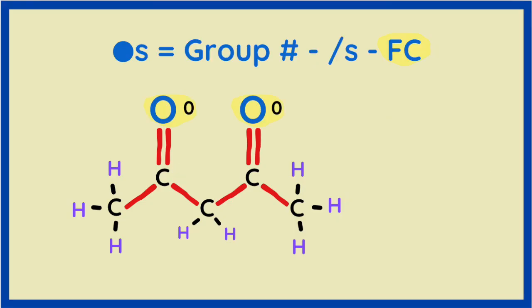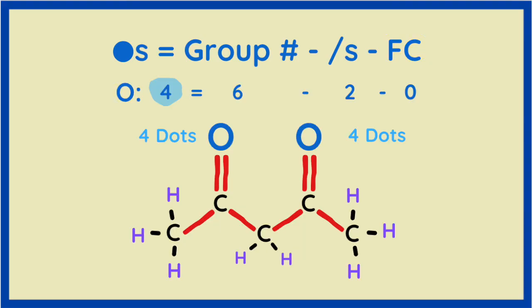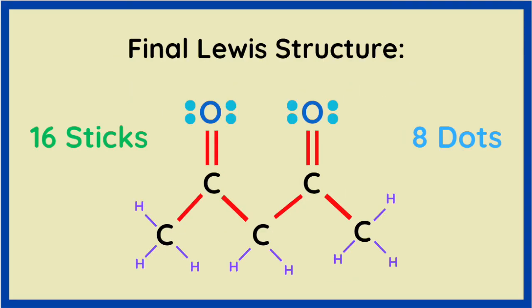So that just leaves us with oxygen, and we can actually use its formal charge of 0 to calculate the number of dots it has. Write down this equation if you don't already have it. Dots equals group number minus sticks minus formal charge. Oxygen is in group 6, and for each of the oxygens in our molecule, it has 2 sticks and a 0 formal charge, so it has 4 dots in total. So here's our final Lewis structure. It has 16 sticks and 8 dots.